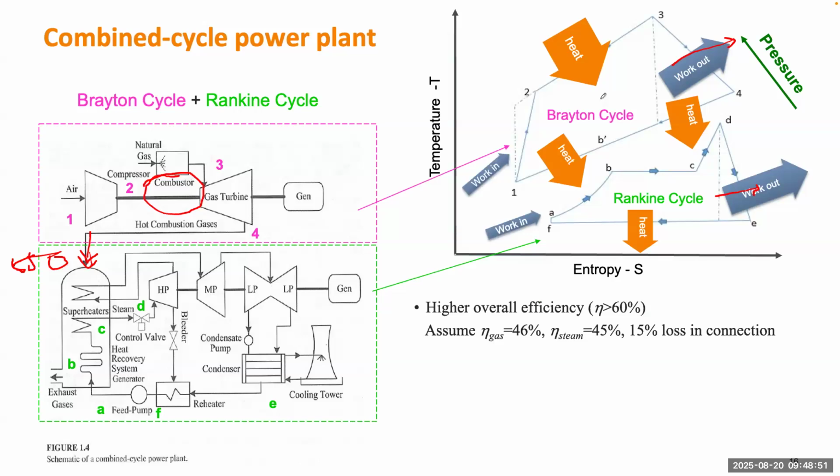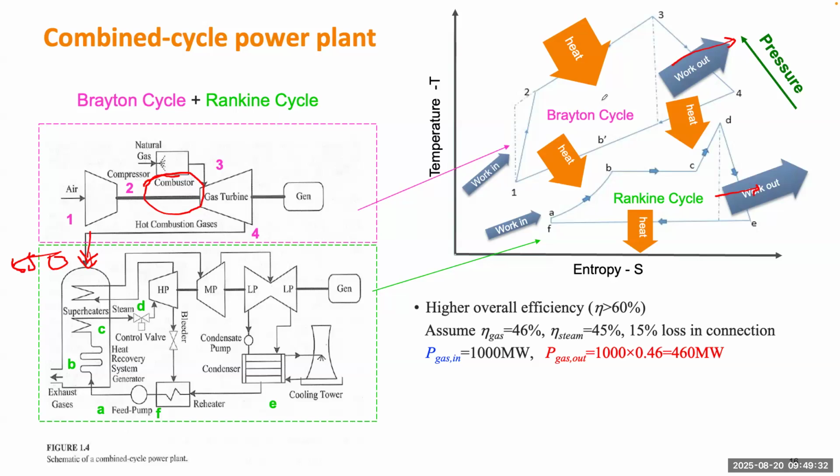So let's just assume the gas turbine can operate at 46% efficiency, and the steam turbine can operate at 45% efficiency. The connection between the two cycles will lose 15% of energy, okay? So let's use those three numbers to do a rough calculation of the overall efficiency of this combined cycle power plant. So assume we have 1,000 megawatt carried by the gas going to the first cycle, the gas turbine, and multiply by 46%, it will generate 460 megawatt power.